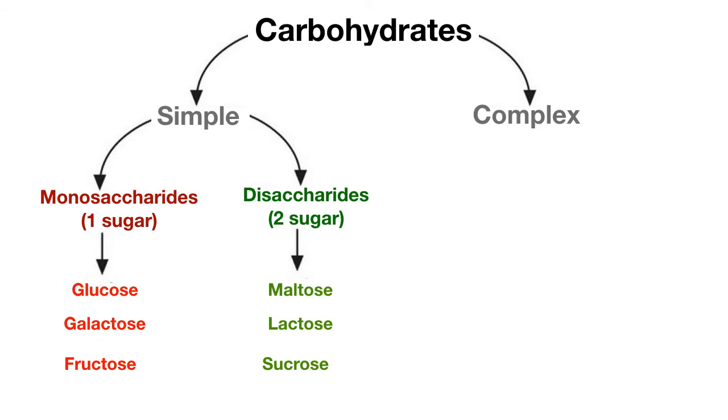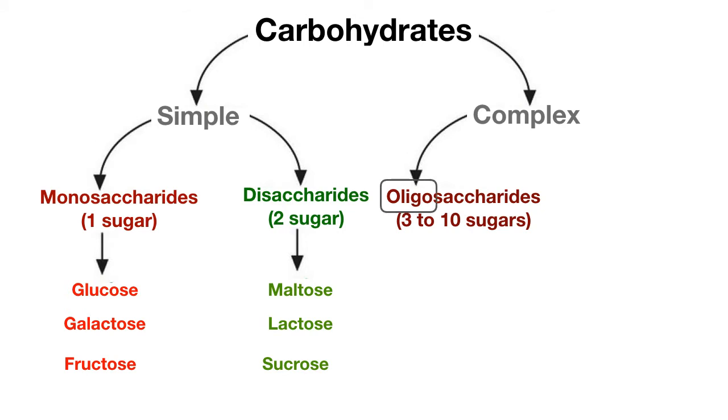The complex carbohydrates include two groups as well. One of them is the oligosaccharides. The prefix oligo means a few in Greek, which makes sense because oligosaccharides are made up of 3 up to 10 sugar molecules bonded together and no more than that. And we won't really get into this group of carbohydrates for this course in this lesson, but a common example you may have heard about is a group of sugars called fructans.